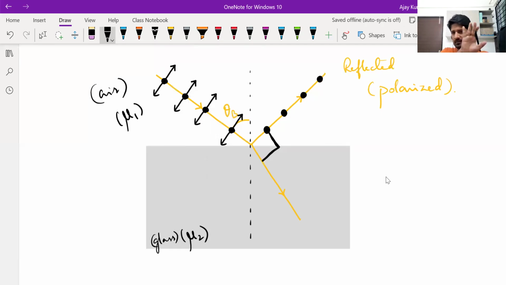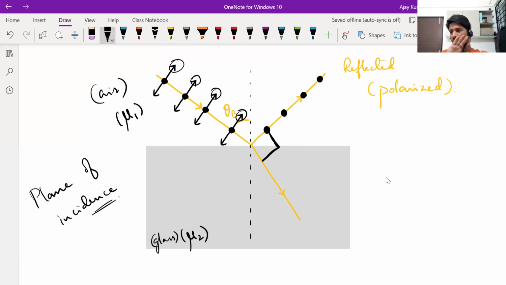So basically what is happening, in the plane of your screen, whatever electric field is there, that component is getting cut off. So you can say that the component of electric field in the plane of incidence, this whole plane is called the plane of incidence, that component gets cut off. The component perpendicular to the plane, the dots, will be allowed to get reflected. Okay. What about the refracted light? Refracted light will be partially polarized. Means some electric fields will be cut, some electric fields will be allowed to pass as it is. It won't be perfectly polarized. Refracted light will be partially polarized.